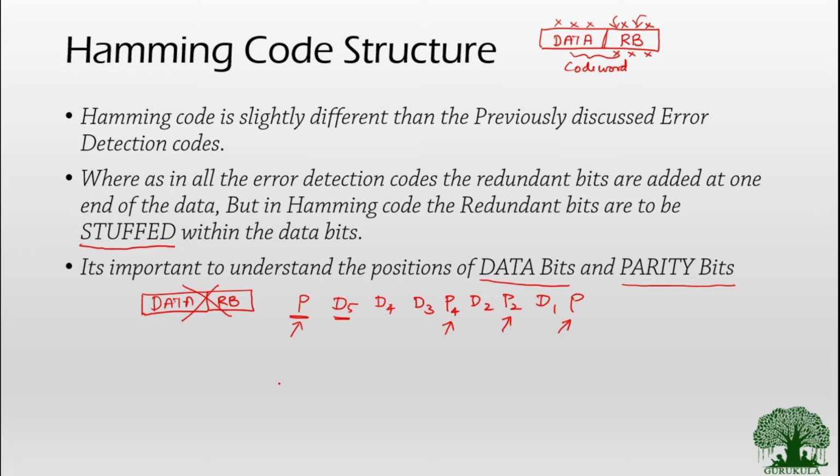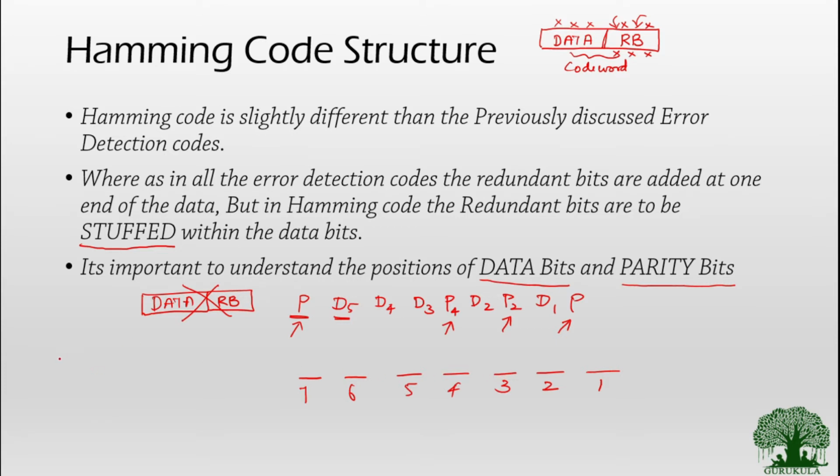Let us take an example where I have 7 positions: 1, 2, 3, 4, 5, 6 and 7. Let me consider this as the first position, second, third, fourth, fifth, sixth and then seventh. Now these are all the positions. I must be very clear, or I should say my system or my algorithm must be clear, about in which positions the parity bits are placed and in which positions the data bits are placed.